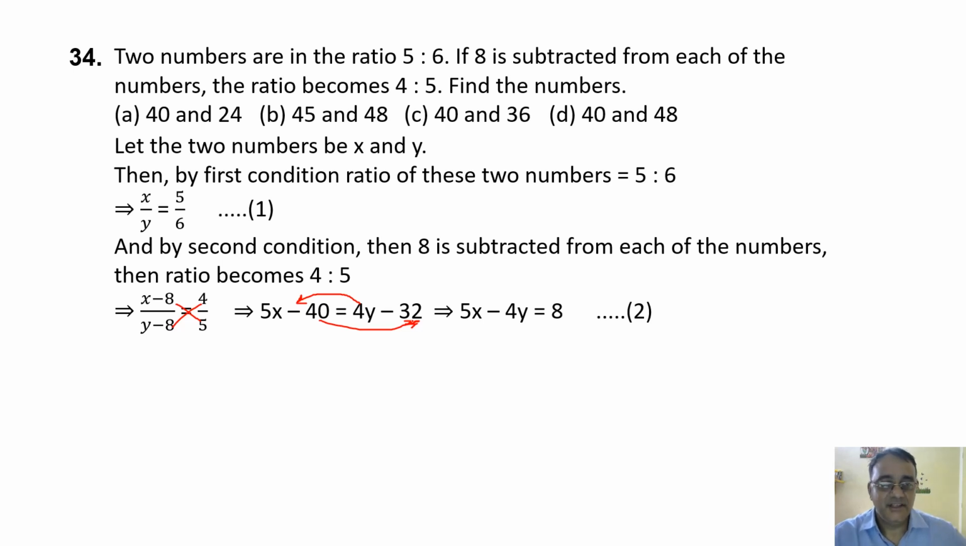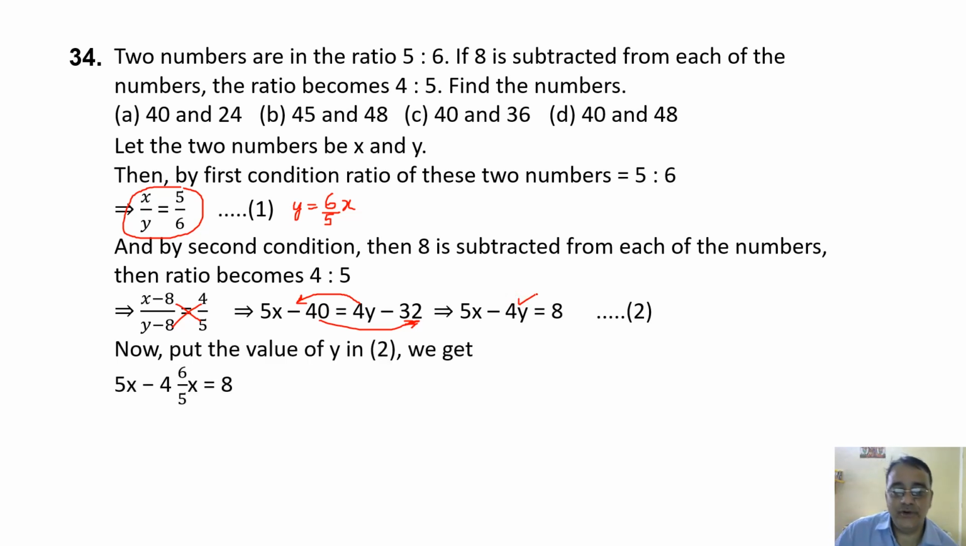No, sir. Right. So now what we have to do, we have to substitute the value of y. Look at how much y comes out here, y is equal to 6 upon 5x. This value we will substitute here. Okay. So we'll get this one: 5x minus 4 into 6 by 5x is equal to 8. This is clear? Yes, sir. One minute, nothing will come here. This is correct only. Okay.